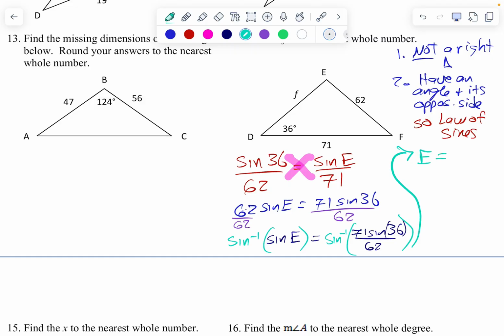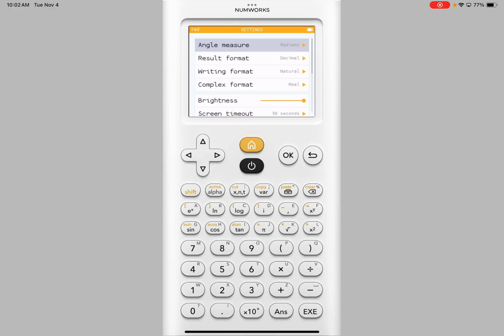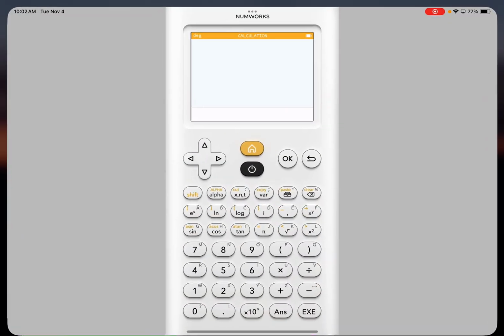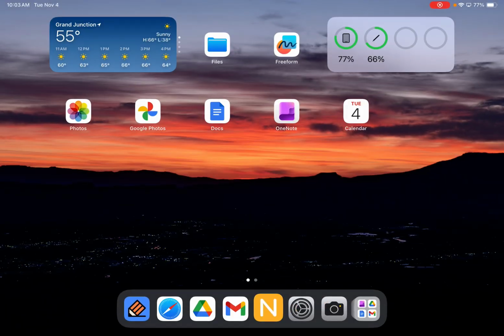So E equals, hold on, let me put it into degrees rather. Okay, we get 71 sine 36 over. So inverse sine of 71 sine 36 divided by, what's the bottom number? 62, thanks. Okay, so angle E is 42.3 degrees.